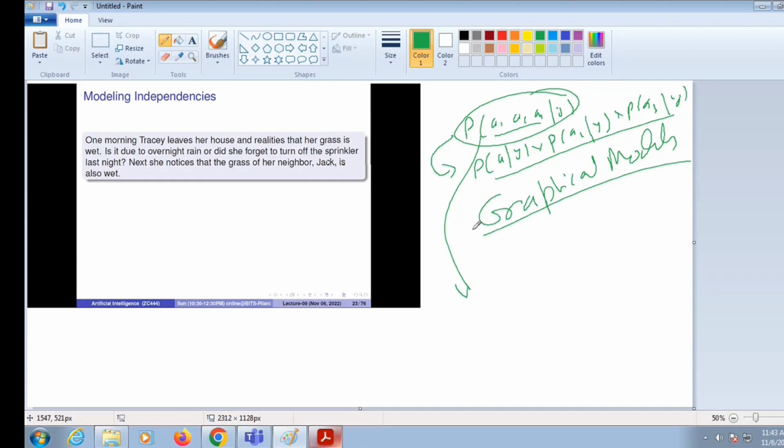Then it will be easy for you to understand. So this example actually needs a story. The story is this: one morning Tracy leaves her house. There was some lady Tracy, and there was some person Jack. Their houses were side by side. When Tracy was going out, she saw that his grass was wet.